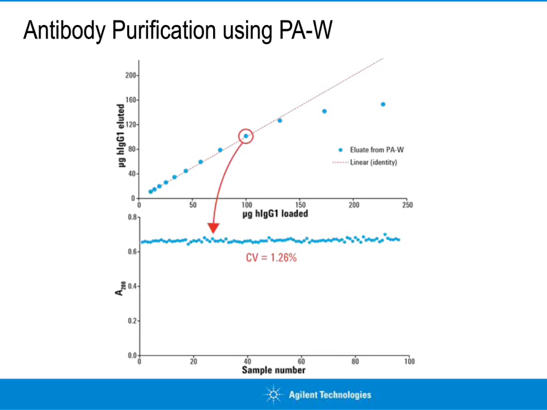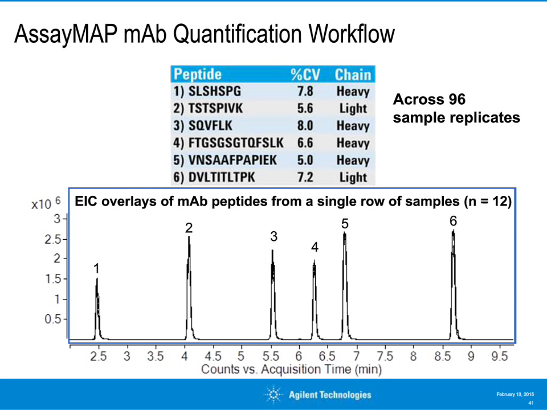Next, we look at the results of doing an entire workflow of purifying antibodies from 96 identical cell culture supernatant samples using the Affinity Purification application, followed by denaturing, reducing, alkylating, and digesting the purified antibodies using the AssayMap in-solution digestion application, which is then followed by cleaning up the peptides using the peptide cleanup application. These samples are then analyzed using an Agilent HPLC and QTOF.